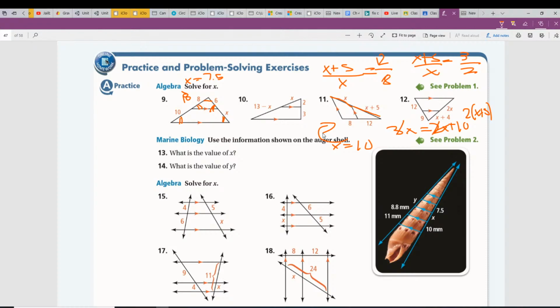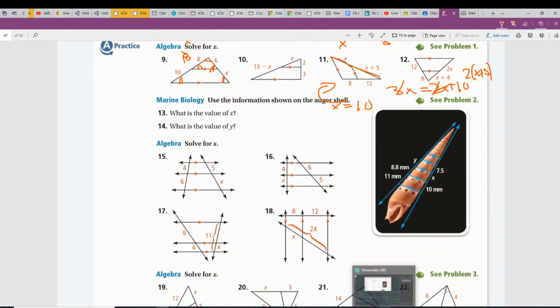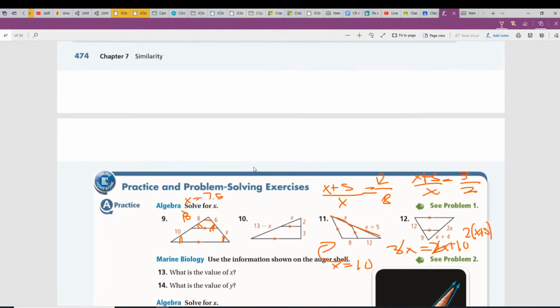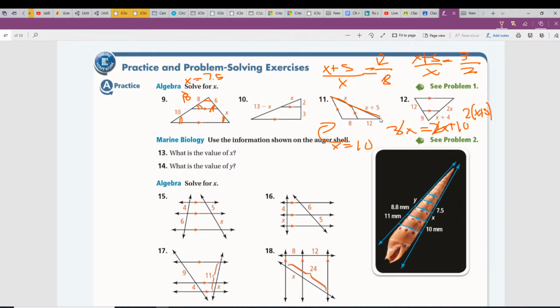Because when we input it, we have 5 and 15. So we have 5 over 15, and x is equal to 10. Okay. What is the value? Let's cover this up so we can see the question. Use the information shown on the figure.